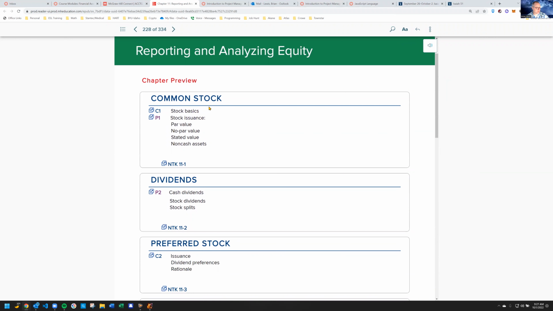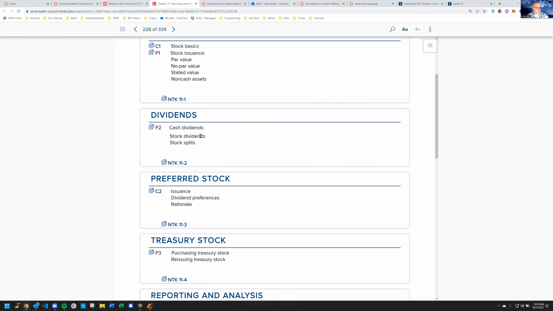And so you're going to be focused on, well, what is common stock? How is it typically identified on the income statements, right? Par value, no par value, stated value, and then what, if any, happens if you give non-cash assets. You're going to go over dividends, right? When the company gives out cash to its investors, how that happens on cash dividends, how do stock splits work?